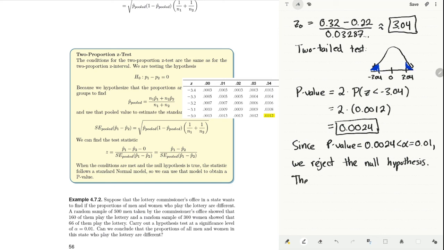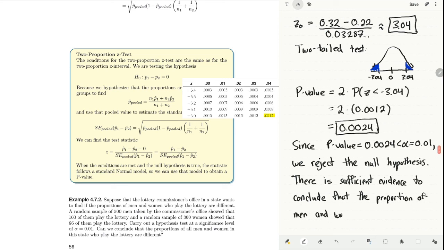So there is sufficient evidence to conclude that the proportion of men and women that play the lottery in the state are different.